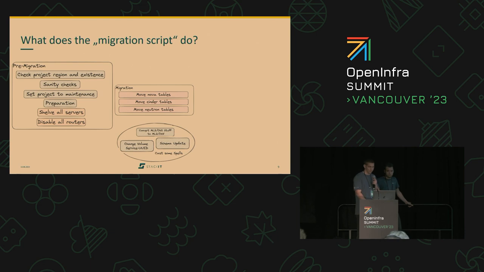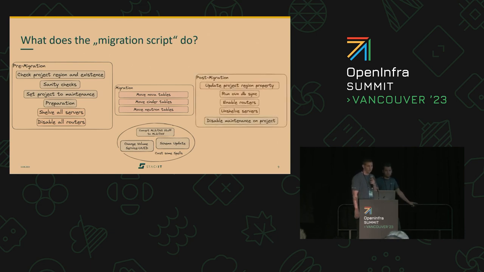After this is done, we are in the post-migration. The post-migration consists of updating the project to the new region. Then we run the OVN DB sync to create all of the resources that need to be created in an OVN setup. We also patch the OVN DB sync to be run project-wise, so we give it the project ID, and then it runs just for that project if possible.